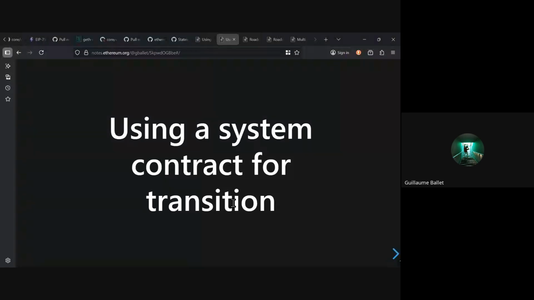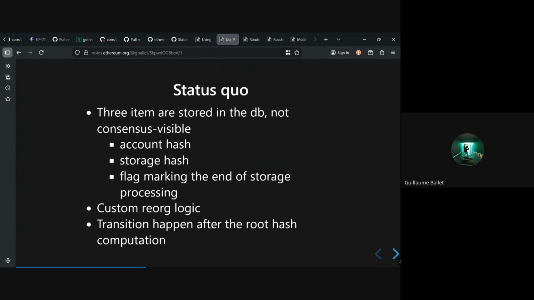Okay, I changed the name while I was making the presentation, but the idea is that currently, when we do the tree transition, we go over every single account in the tree. For each account, we enumerate the storage. In fact, we enumerate the storage before we even take care of the account. So we need three things. We need the last account hash, the last storage hash that was processed, and a flag to say that was the end of the storage processing.